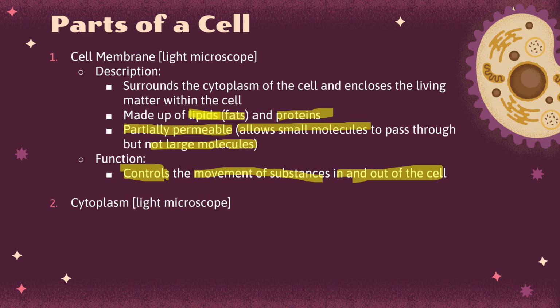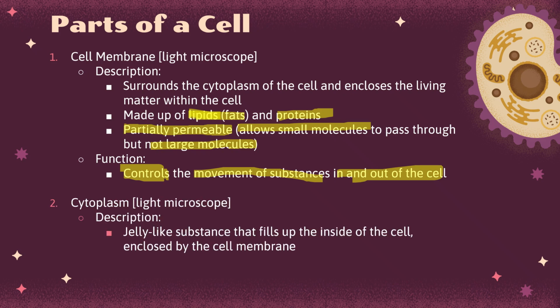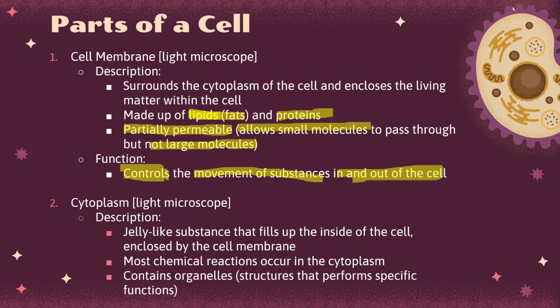Cytoplasm can also be seen with a light microscope. Generally, cytoplasm is described as a jelly-like substance that fills up the inside of a cell. Most chemical reactions will occur in the cytoplasm, and the structures that the cytoplasm contains are called organelles. Organelles is important for you to take note because you will keep seeing them appearing.